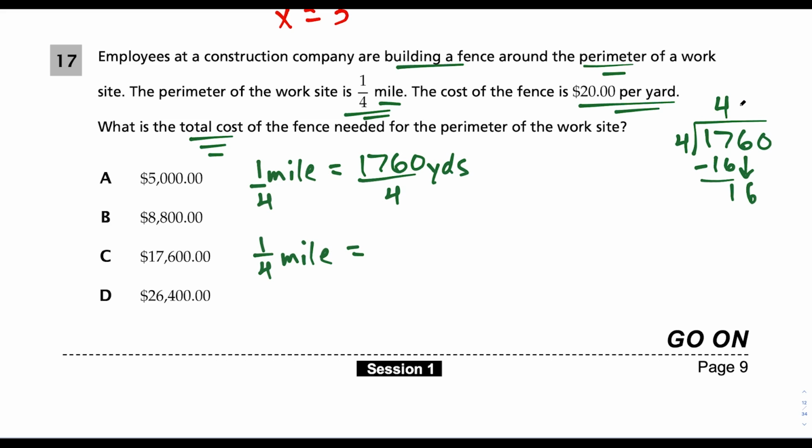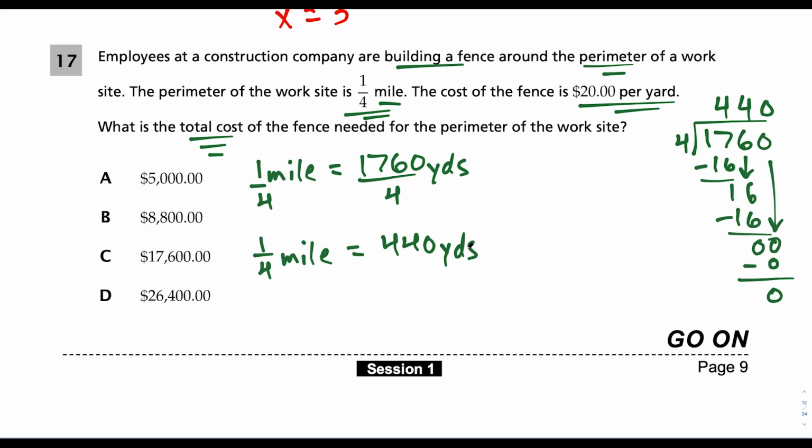4 goes into 16 4 times. 4 times 4 is 16, and when I subtract, I get a remainder of 0. So when I bring down the 0, 4 goes into 0 0 times. 0 times 4 is 0, and when I subtract 0, I have no remainder. So this would tell me there's 440 yards.